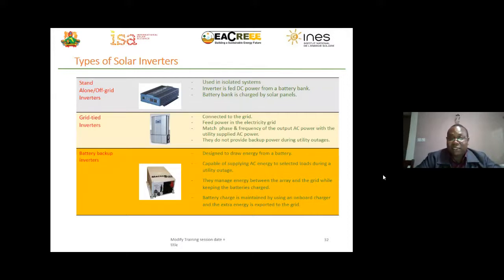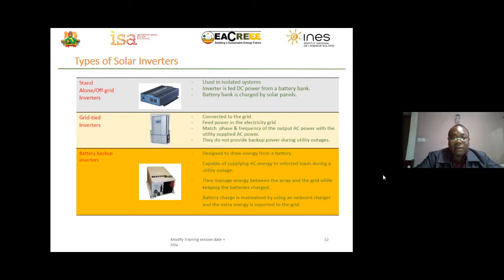Then we have grid-tied, which can easily be connected to the grid. They have that option, and usually they feed into the grid electricity, which generally matches in phase and frequency to what the utility has. Usually this type also does not provide a backup system, and generally they just control the electronic parts of the inverter.